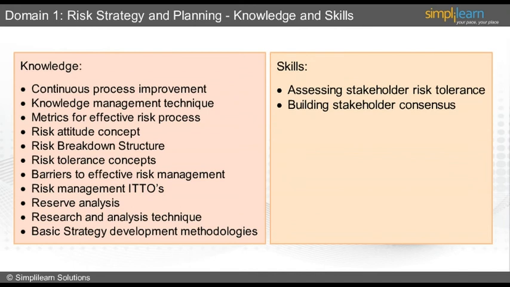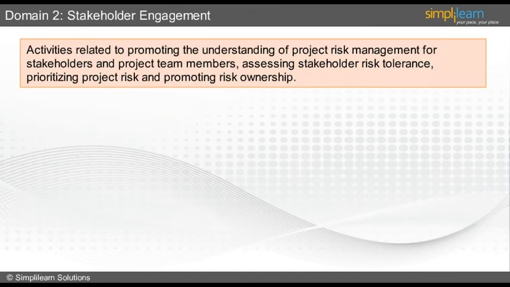In the next slide, we will understand the next domain called stakeholder engagement. This domain defines activities related to promoting the understanding of project risk management for stakeholders and project team members, assessing stakeholder risk tolerance, prioritizing project risk, and promoting risk ownership. To achieve this, the project manager should perform 9 tasks. We will look into each of the high-level tasks.